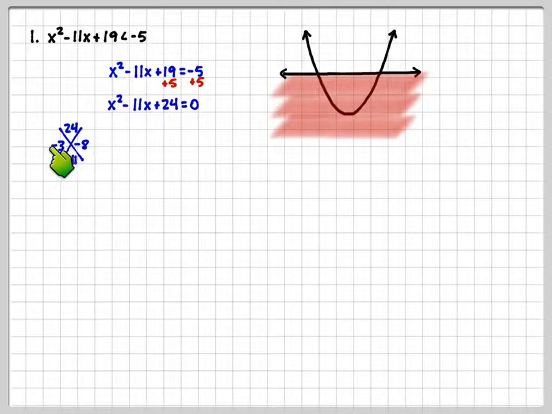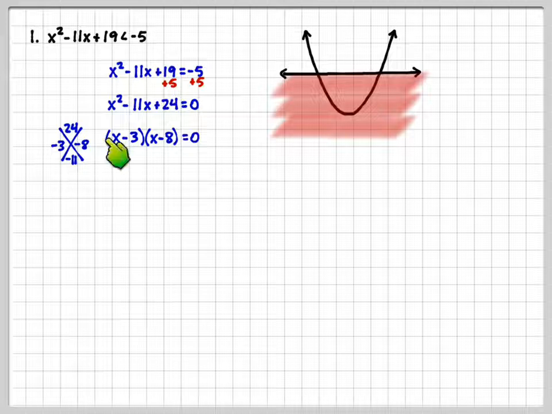These are your factors if a is 1. So our factors are x minus 3 and x minus 8. If the a value is 1, then you can just go straight from your x and write your factors. We'll go over an example where the a value isn't 1 in a minute, so you can get a quick review of that.